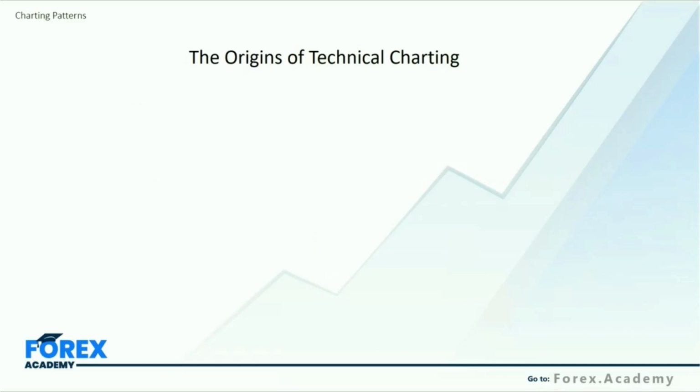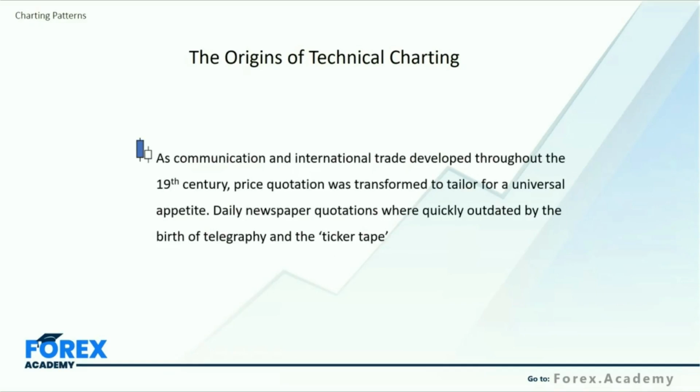Moving on from that early origin, we see communication and international trade really begin to develop throughout the 19th century. A price quotation was transformed to tailor for a universal appetite. Now, what do we mean when we say to tailor for a universal appetite?